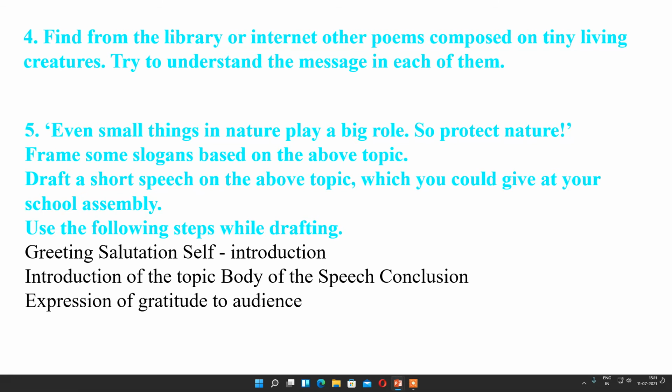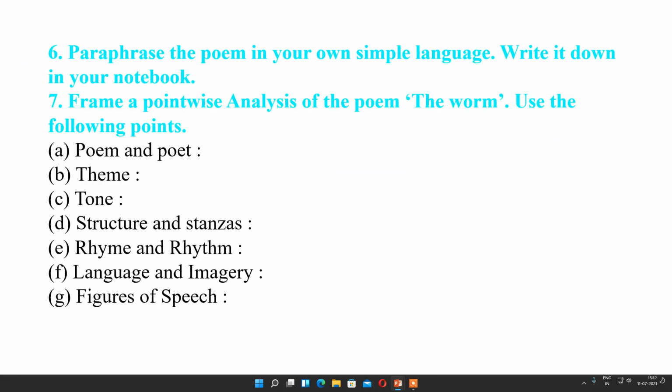And at last, conclusion: you have to say that all the insects, all the living beings are important on the earth because God has assigned them some role. And lastly, express gratitude to the audience, that I am really grateful to you for listening to my speech without any disturbance and encouraging me during my speech, and thank you. Like that you have to end your speech. So in that manner you have to write down your speech related to the topic.